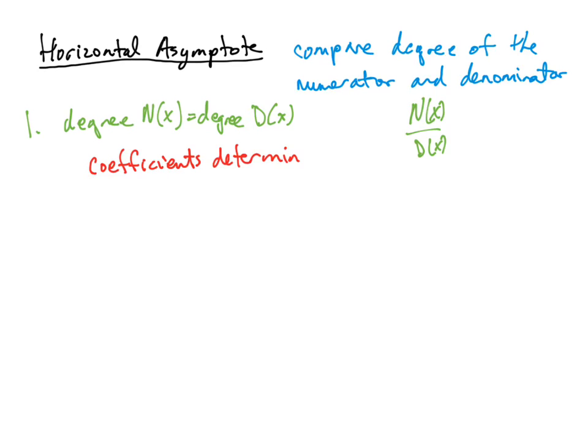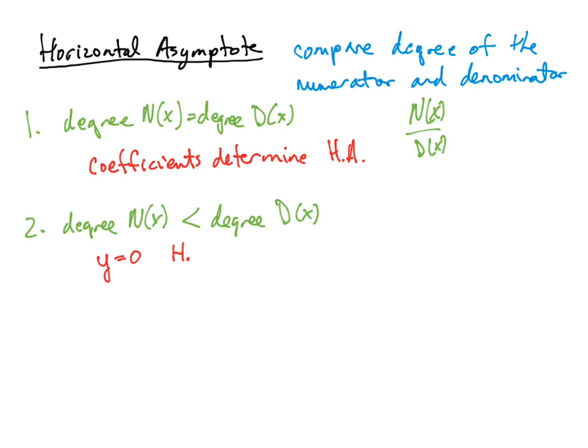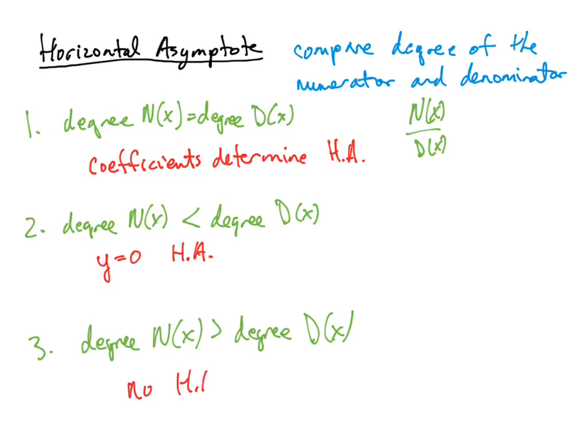So if the degree is equal in the numerator and the denominator, we say that the coefficients determine the horizontal asymptote. So that's the first instance. The second instance is if the degree of the numerator is less than the degree of the denominator. If that is the case, we say that y equals 0 is the horizontal asymptote. And the third instance is if the degree of the numerator is greater than the degree of the denominator. And if we have this, we would say that there is no horizontal asymptote.